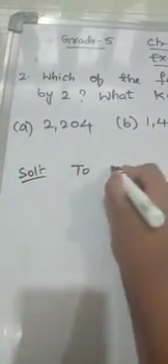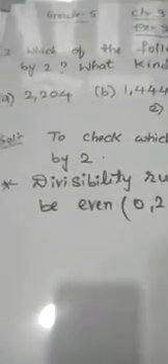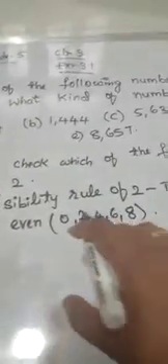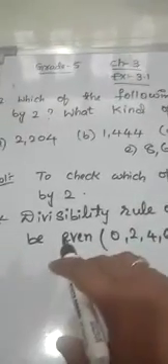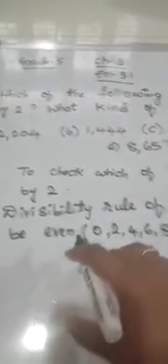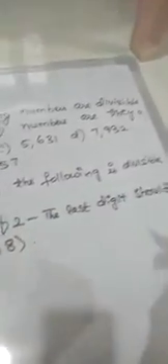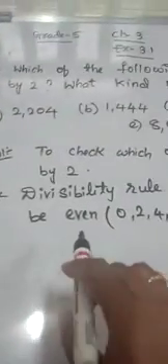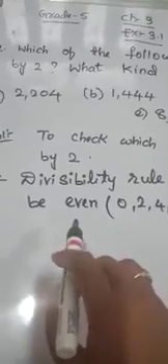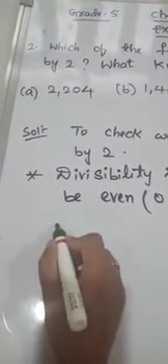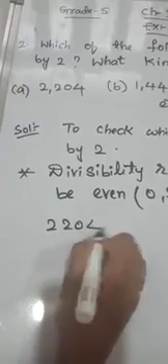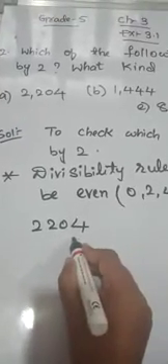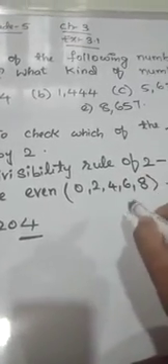Solution. To check which of the following is divisible by 2, we have to apply the divisibility rule of 2. The last digit should be even. So here, the first number is 2204. The last digit should be even: 0, 2, 4, 6, 8.